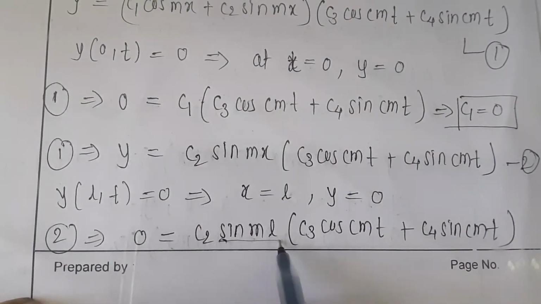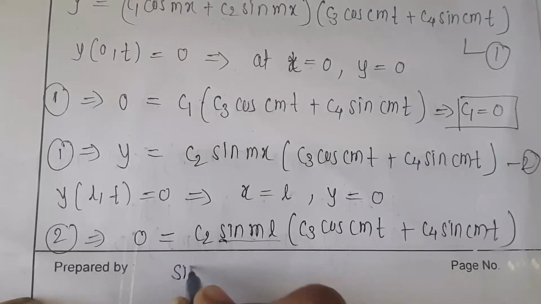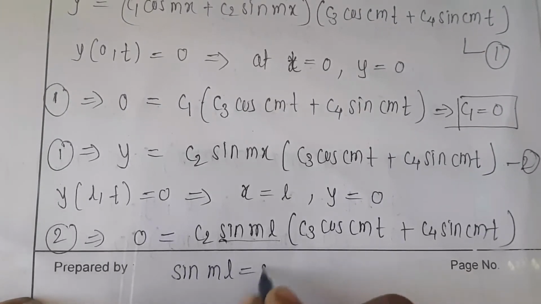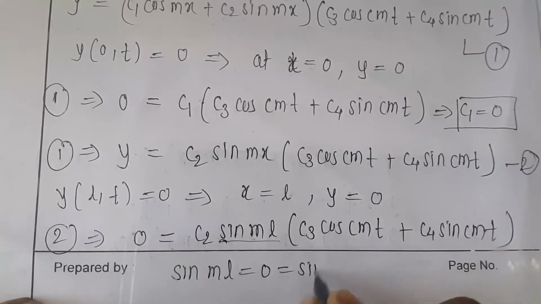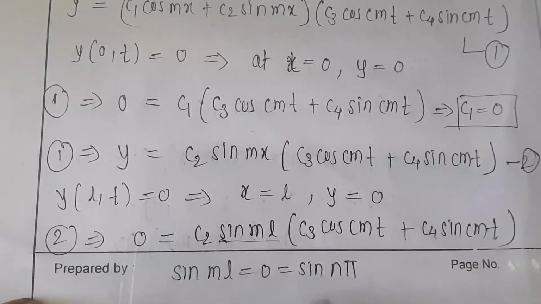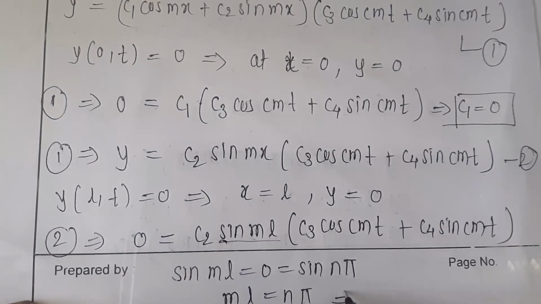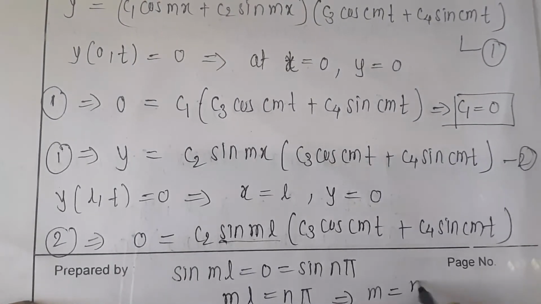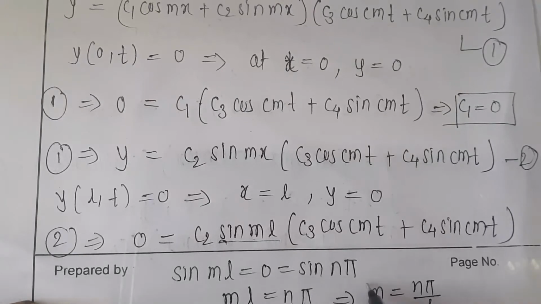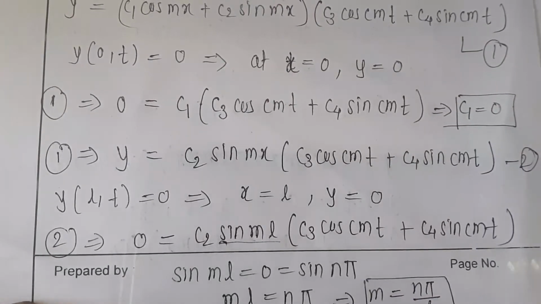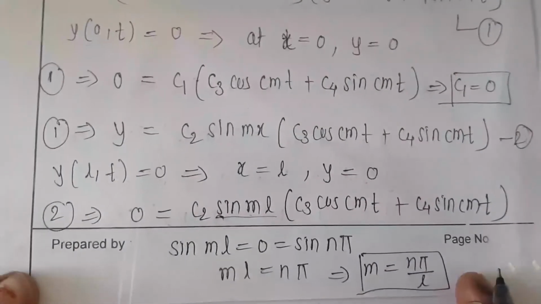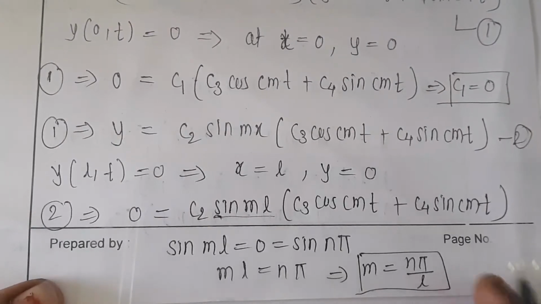So the only condition is that sin mL is equal to 0. If sin mL is equal to 0, it can be written as sine of n pi. Now mL is equal to n pi. So what is the m value? M value is equal to n pi by L. So this is the value of m which we obtained by using the given condition.